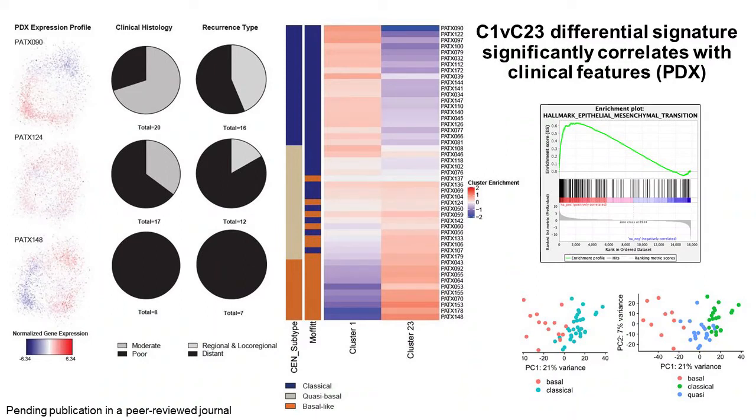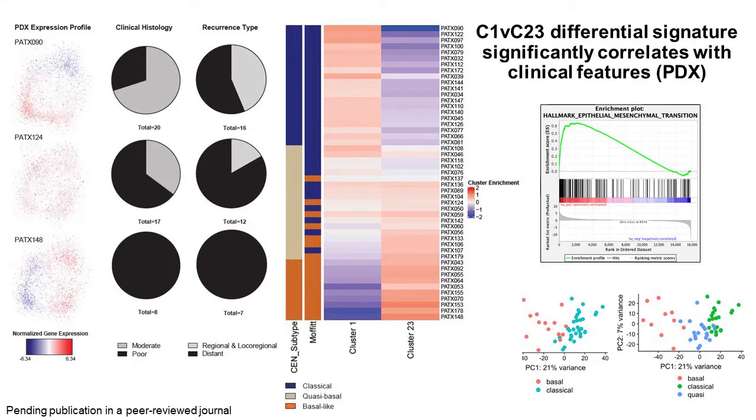And on the far right here, when you look at principal component analysis, it seems that the subtypes are the most salient feature driving the PCA. However, when you include the quasi-basal group on the right, you can see that it's perfectly nestled between the classical and the basal-like tumors.